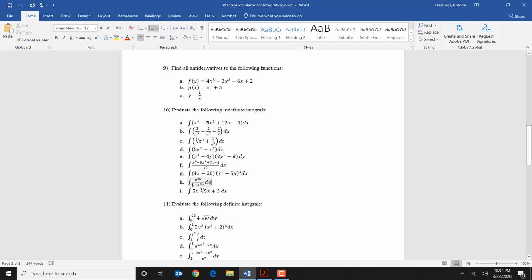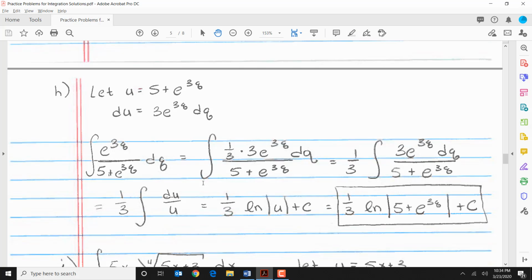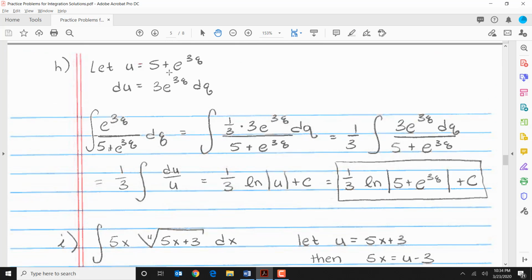So here I'm going to choose the denominator 5 plus e to the 3q to be u. So when I choose that, then my derivative du is going to be 3e to the 3q dq. So notice that e to the 3q dq is right there, except I need a 3. So I can't just stick a 3 there because that would change everything. So I need to stick also a 1/3 because 1/3 times 3 is 1. And you can multiply anything by 1 and it doesn't change. Now the 1/3 is the value I don't need, so I pulled that out.